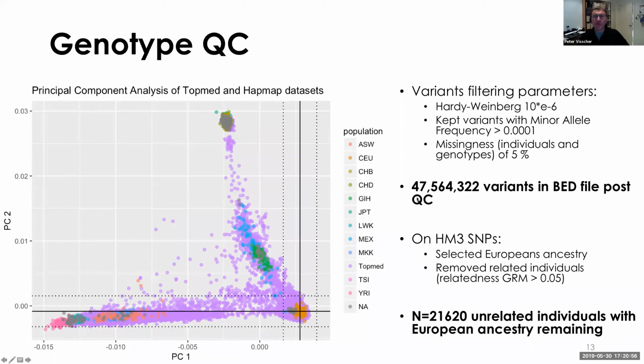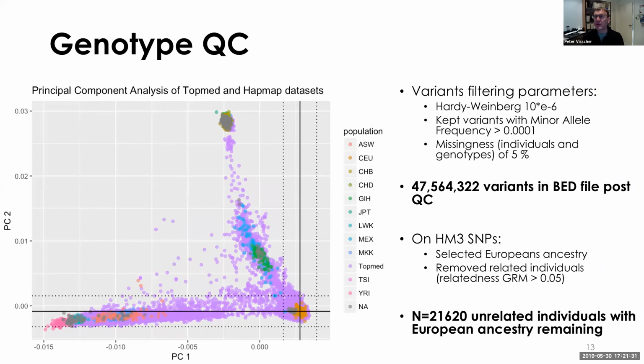And after the QC of the sequence data, and again, I don't really have time to go into detail on this, we ended up with just under 48 million sequence variants. The estimation procedures are, so at the end of this QC, we had just shy of 22,000 samples, phenotypes height and body mass index, and just under 48 million variants.